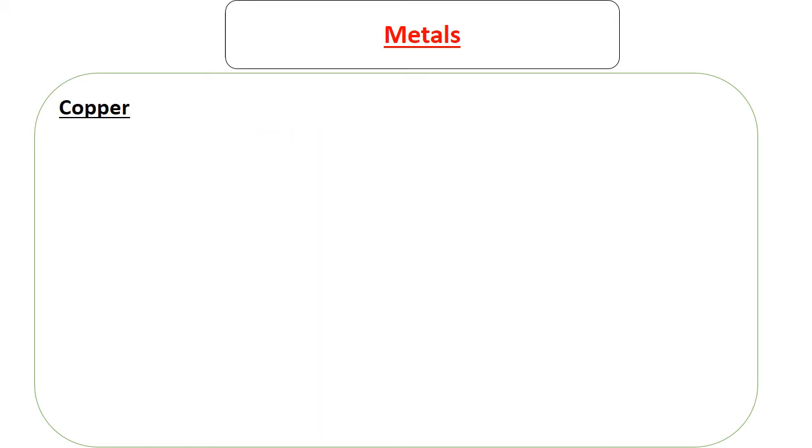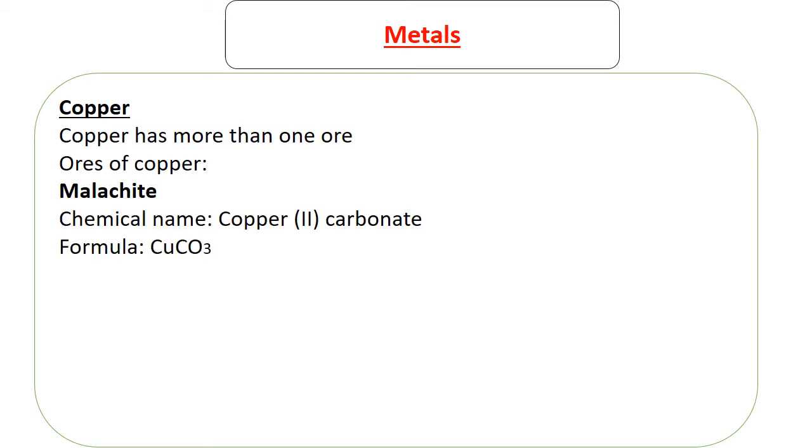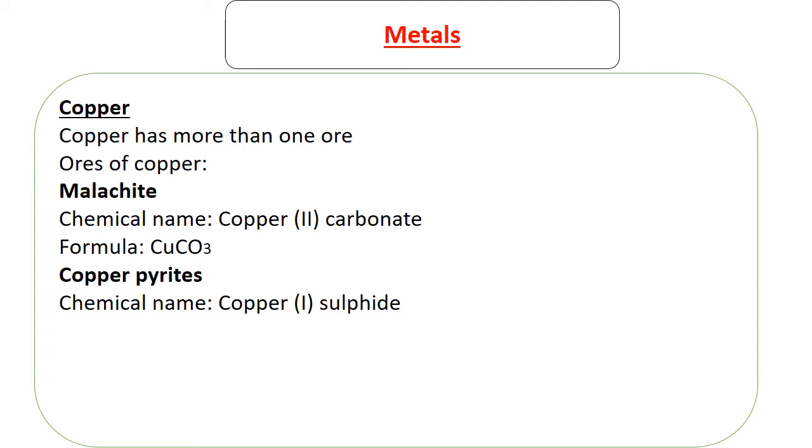Next, we look at copper. Copper, just like zinc, has more than one ore. The ores of copper, the first one, malachite, whose chemical name is copper 2 carbonate. The formula is this. The second is called copper pyrites. The chemical name is copper 1 sulfide. The formula is this. So I'm sure there's a mistake. It's not supposed to be oxide, it's supposed to be sulfide.